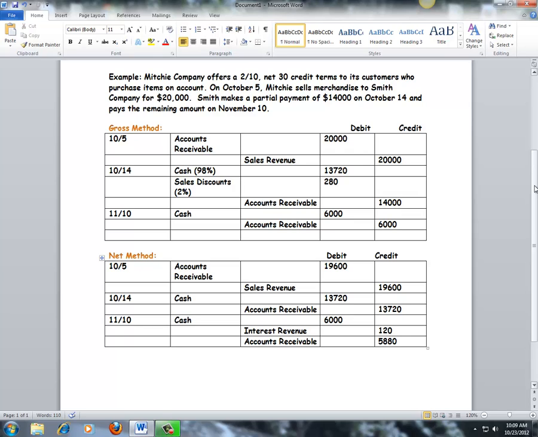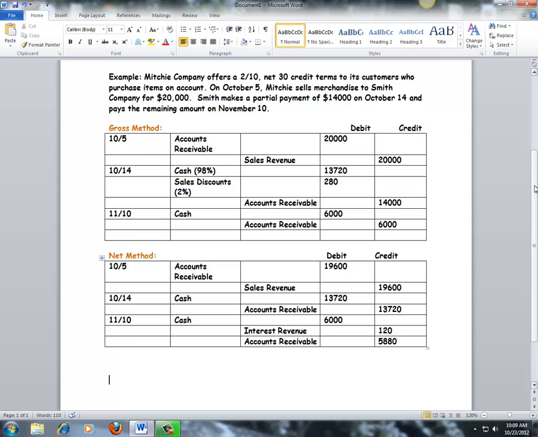Under the net method, on the day of the sale, you're going to record it at 98% of the selling price, so 98% of $20,000. So if a full payment was received within the discount period, the total discount would be $400. On 10/14, when the customer sends in payment, remember we already assumed he was going to take the discount, so he only has to send in $13,720. That's $14,000 times 98%.